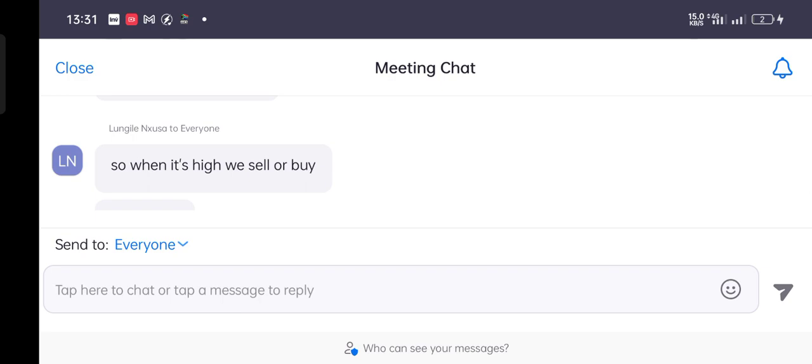So when it's high, do we sell or buy? I see a question from Lungi. Okay, so when the price is high, when the market is at a high price, you should expect selling, because you buy at the low price, right?